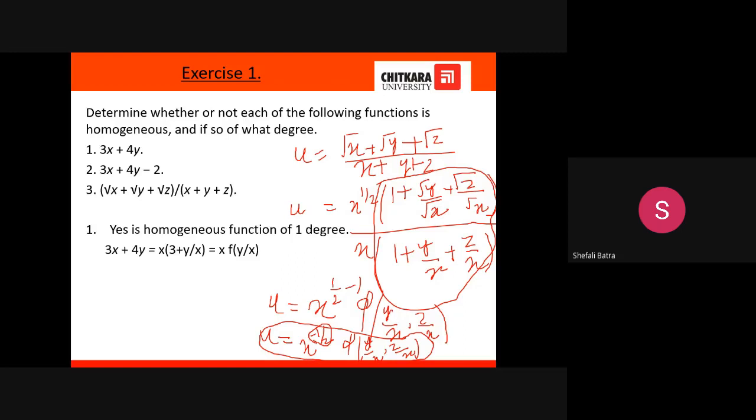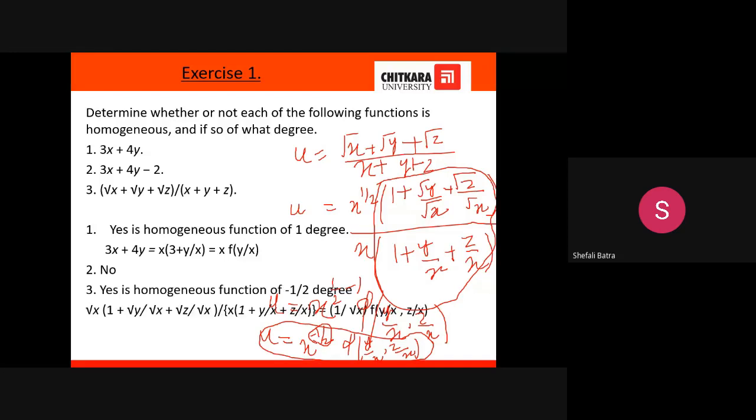Is it clear? Yes or no, beta? Yes, ma'am. Only one yes, ma'am. What about others? Yes, ma'am. Chalo. Good. So the second was not homogeneous, the third was homogeneous with degree minus half.